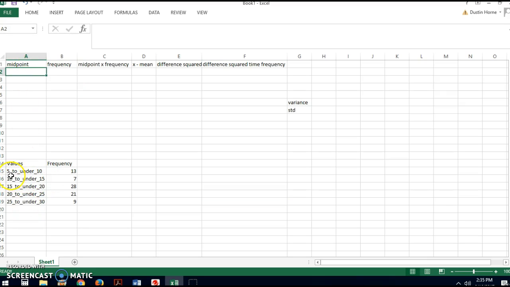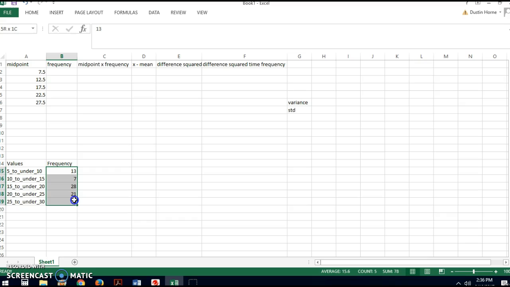My midpoint, well, if you add 5 plus 10, that's 15, and divide it by 2, you would get 7.5. And then 10 plus 15 is 25, divided by 2 is 12.5. Okay, so what would that be? 17.5. And then this would be 45 divided by 2, which is 22.5. And 25 plus 30 is 55, so that is going to be 27.5. See the pattern? Just going up by 5 each time for your midpoint.